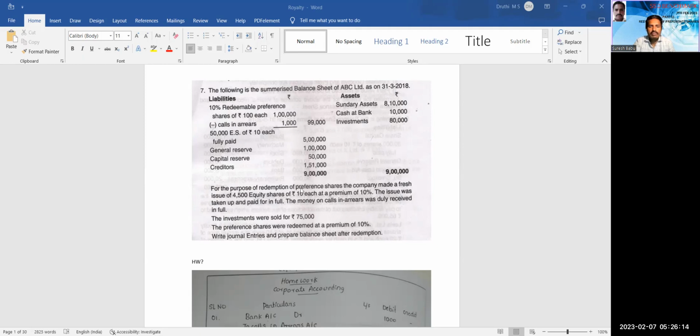For the purpose of redemption of preference shares, the company made a fresh issue of 4,500 equity shares of rupees 10 each at a premium of 10%. So 10 rupees is the face value, 10% is the premium, which means 1 rupee. So the issue price is 11 rupees. 4,500 shares have been issued. 4,500 into 11, 49,500 rupees is received. 4,500 goes to securities premium, 45,000 goes to share capital, correct?